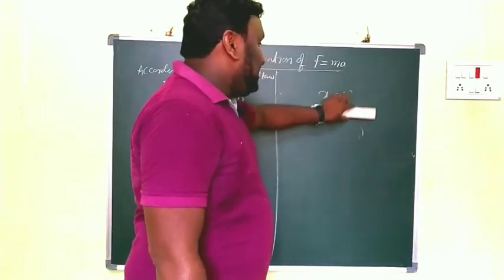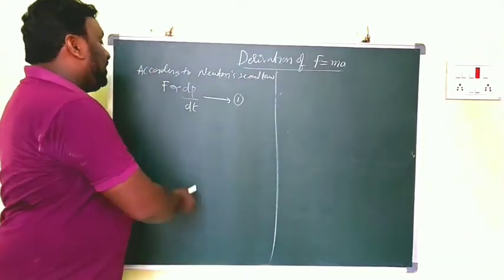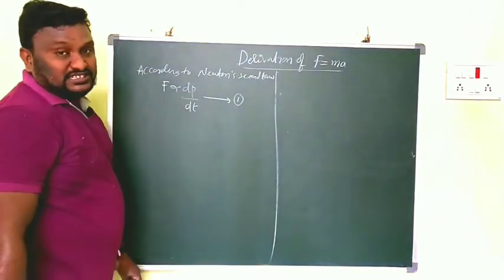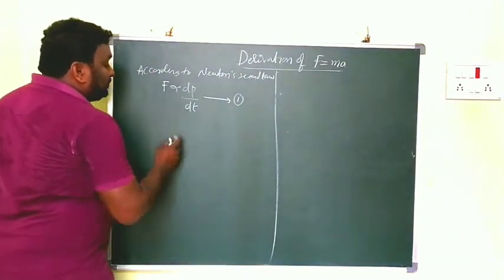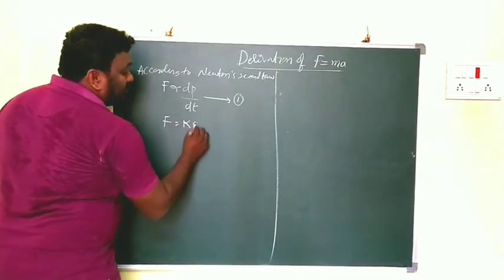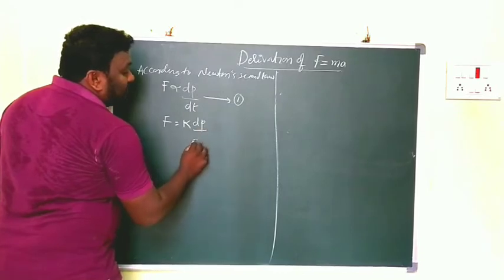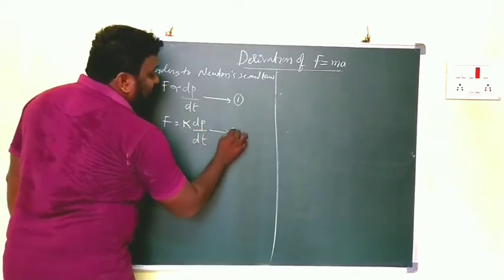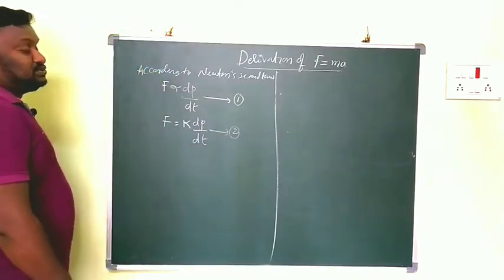Like that, here also the same thing: F is proportional to dp by dt. To equate them, I am using one constant, k here. F equals k into dp by dt. This is equation number 2.